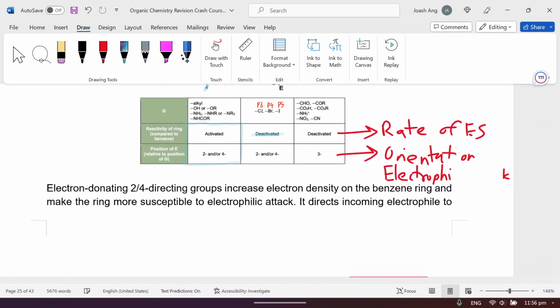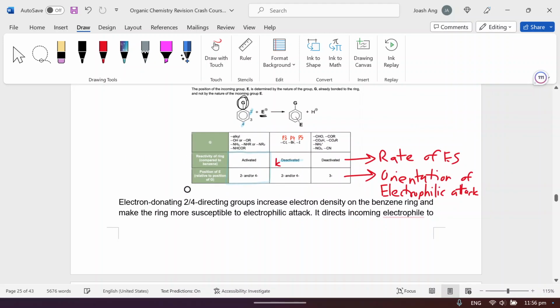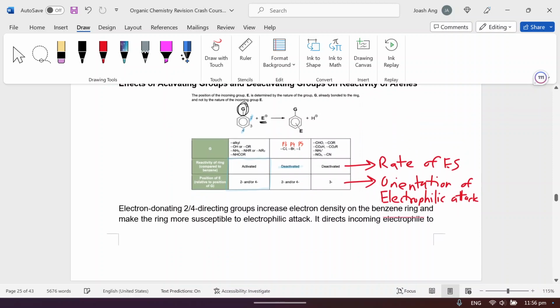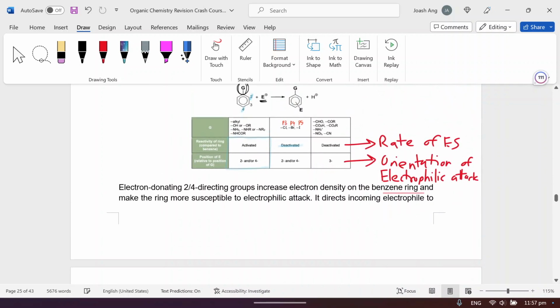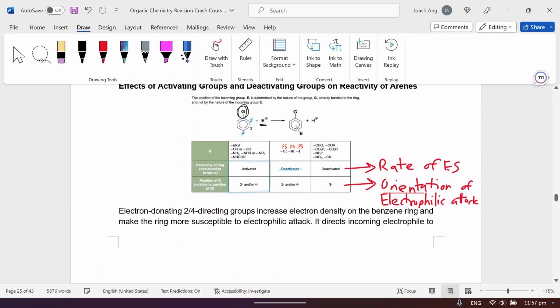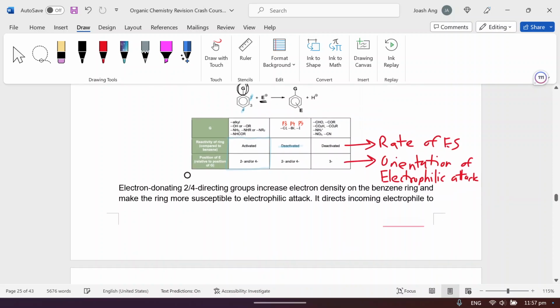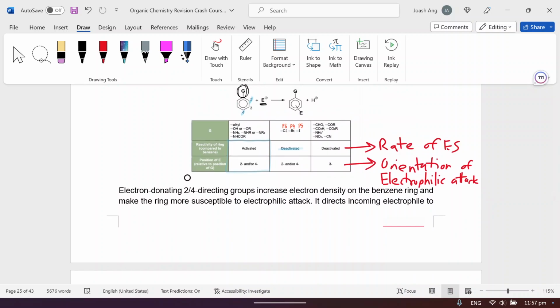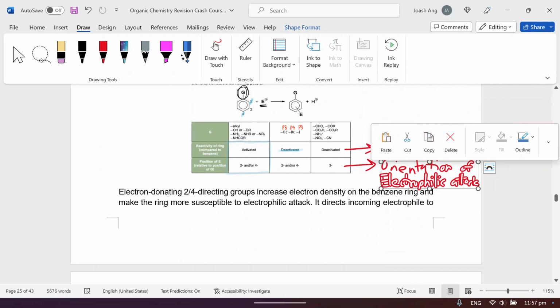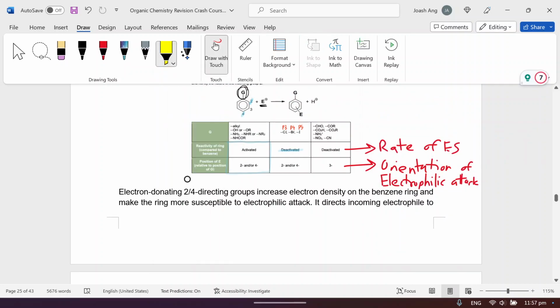Alright, so now I'll go through. So the first paragraph is basically telling you that there are two, four directing electron donating groups, and this includes alkyl groups. Basically, the first paragraph is talking about the very first row, this first row right here.